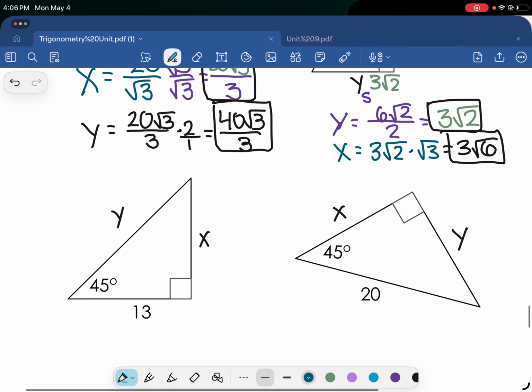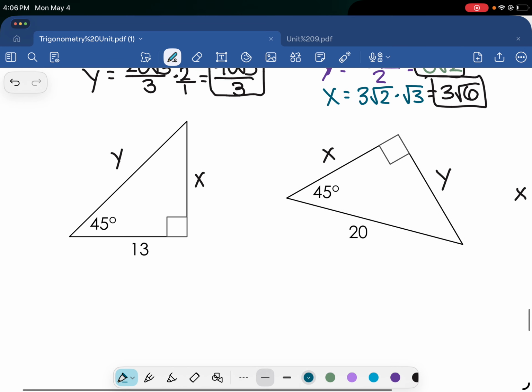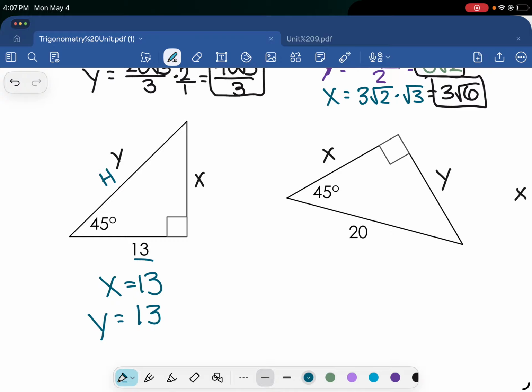So, for example, on this one, go ahead and mark your x and y. So if this side is 13, x is also 13, because they have to be the same on a 45, 45, 90. And since I have the leg, the hypotenuse is going to be the leg times the square root of 2. Done.